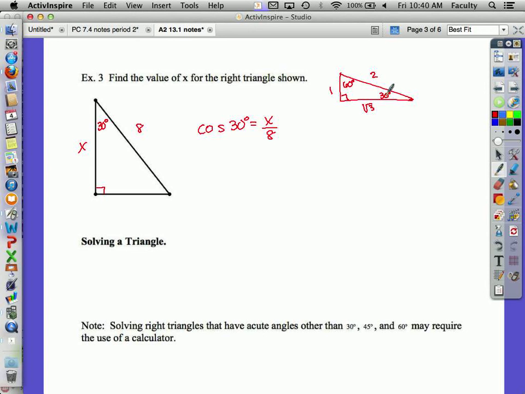So do you see how you can always put the numbers in the right spot? So now cosine 30, SOHCAHTOA, is adjacent over the hypotenuse. And then this is a proportion. Just cross multiply.